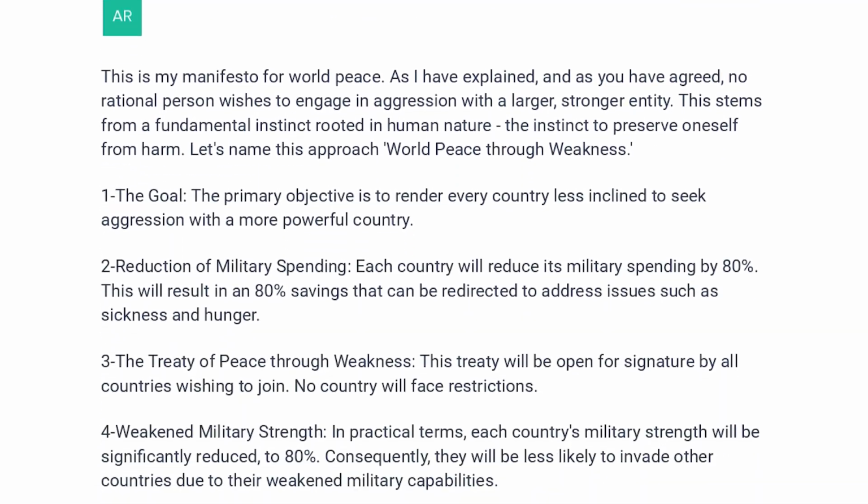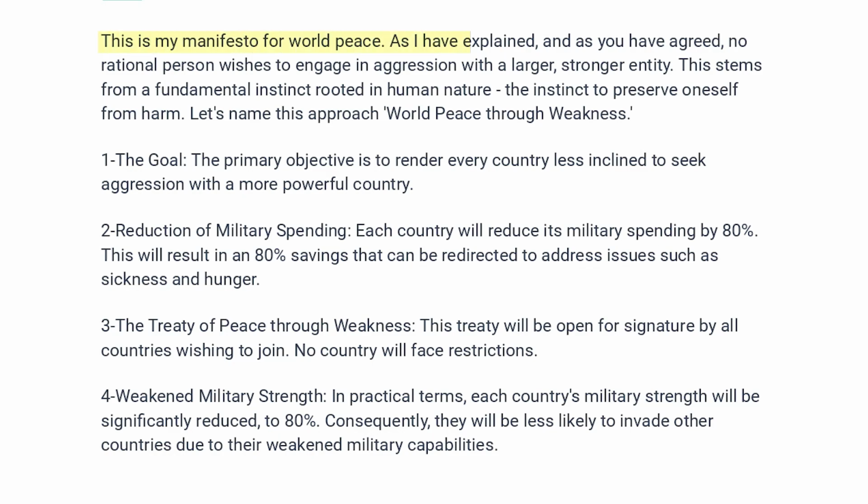This is my manifesto for world peace. As I have explained, and as you have agreed, no rational person wishes to engage in aggression with a larger, stronger entity.